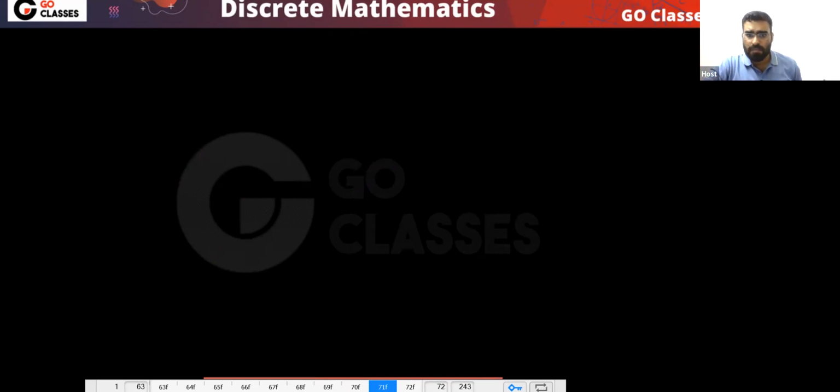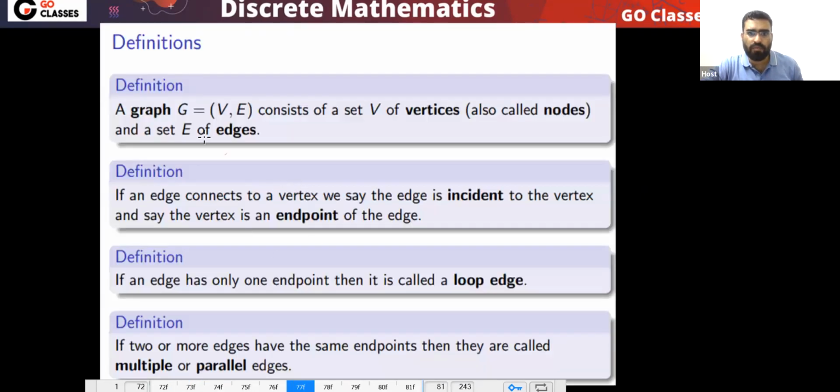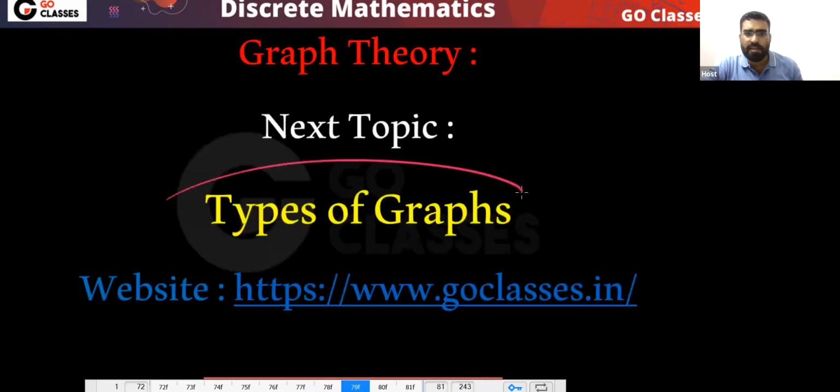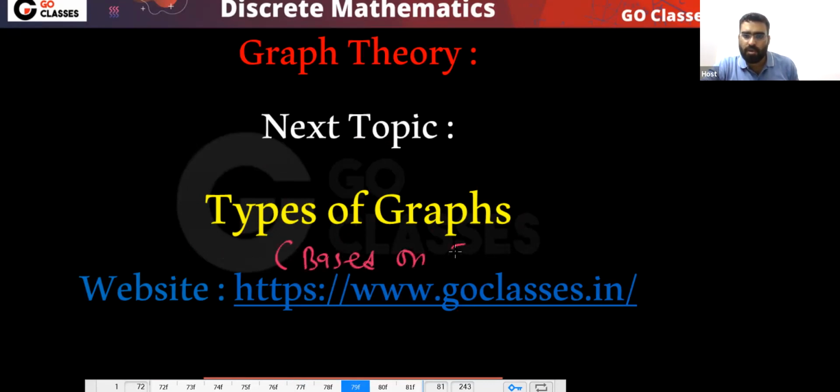Okay, now let's move on. We have seen the definition of graph. We have seen the definition of endpoint. We have seen the definition of loop edge. We have seen the definition of parallel edges or multi-edges. Now let's see types of graph. This is the type of graph based on edge types.